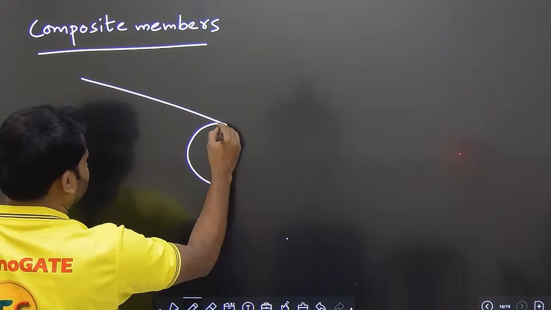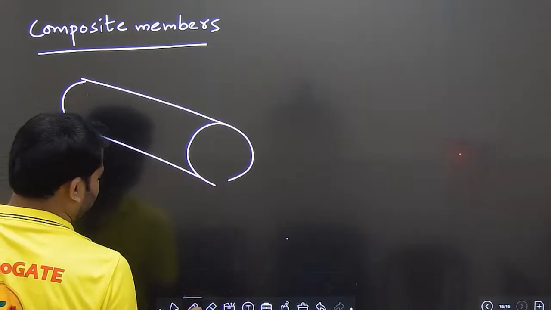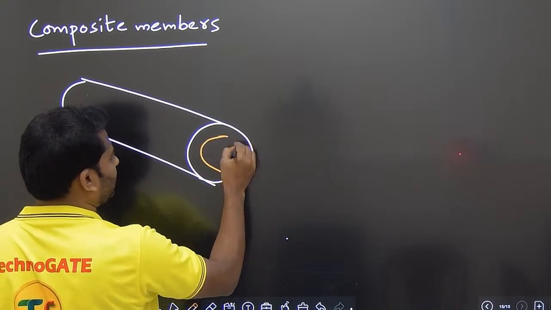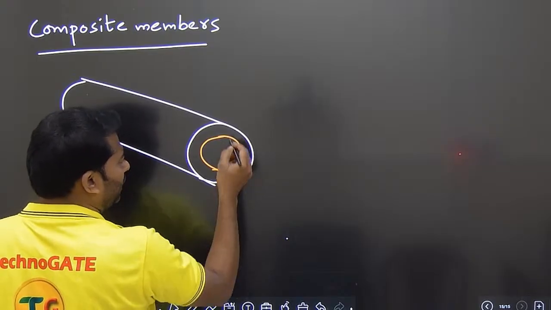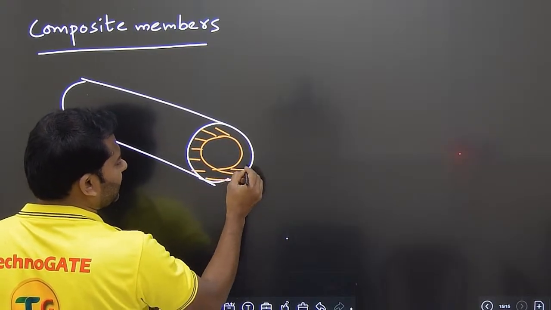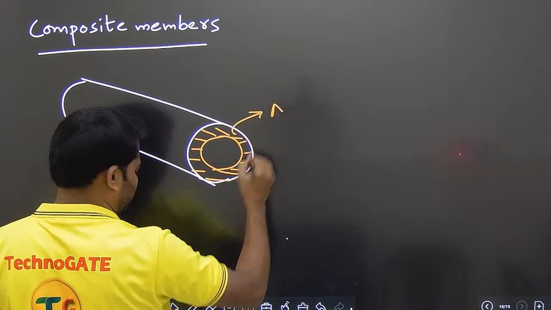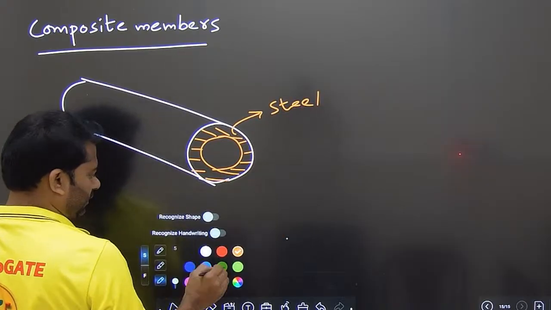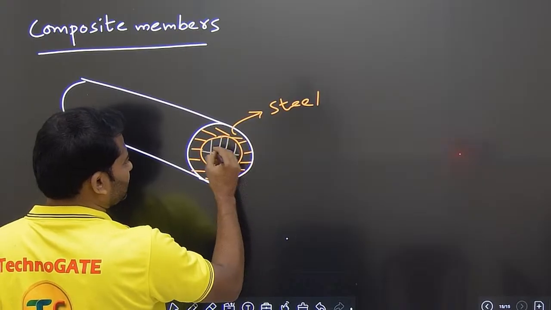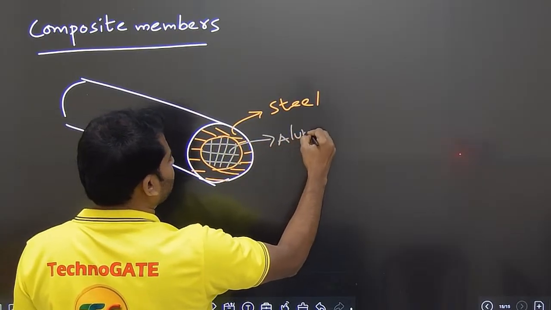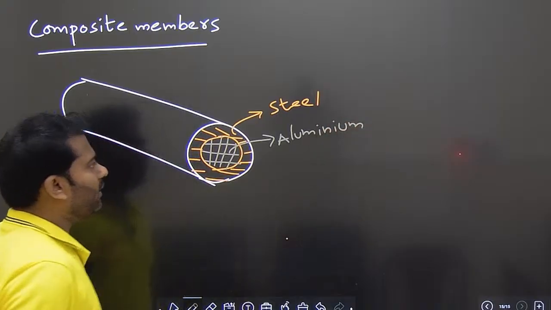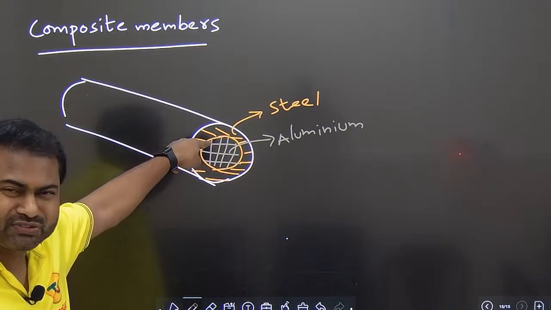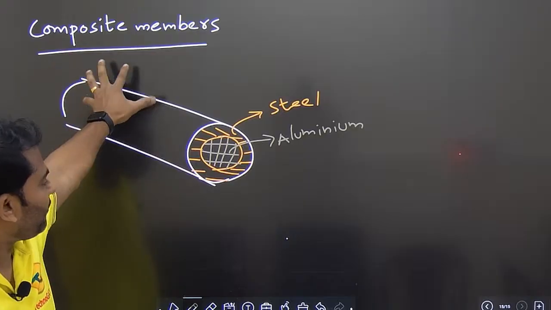You take a member, but that particular member has different materials. If you see, the cross sectional area till here has some material. Let us take this material to be steel. And inside there is some other material, which is basically aluminum. That means what you are doing is, along the radius you see different materials are there. This is one type of composite section.